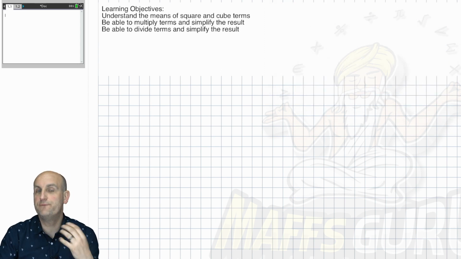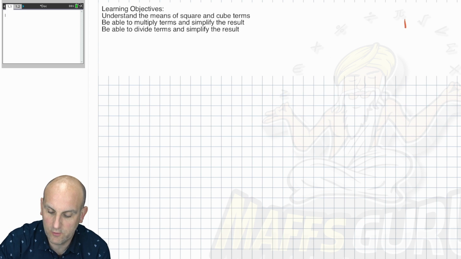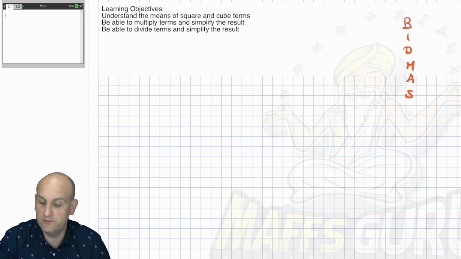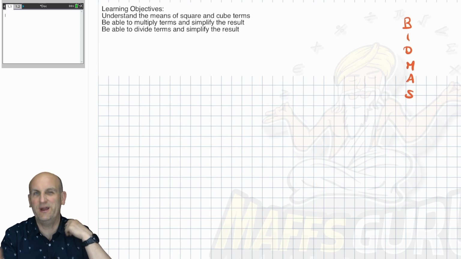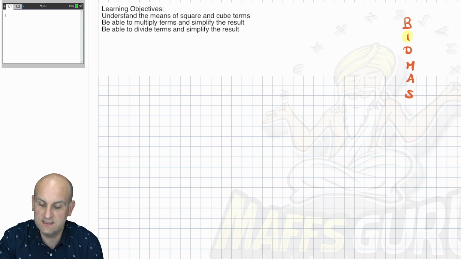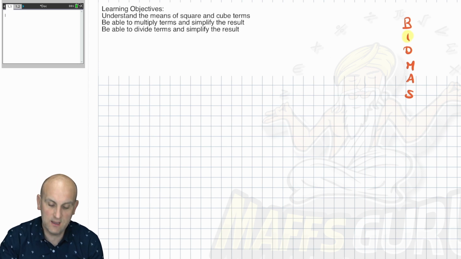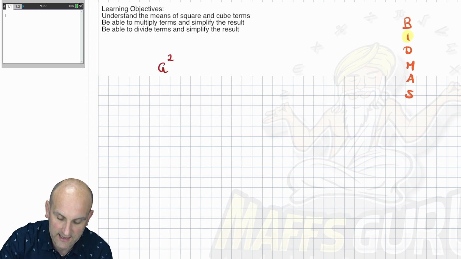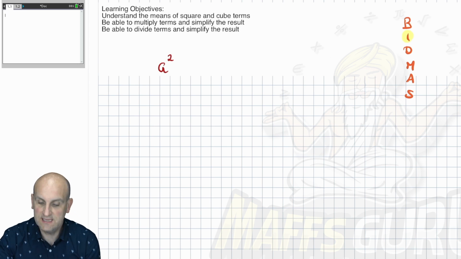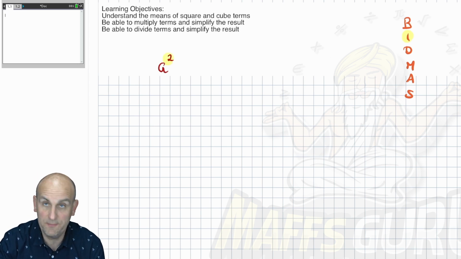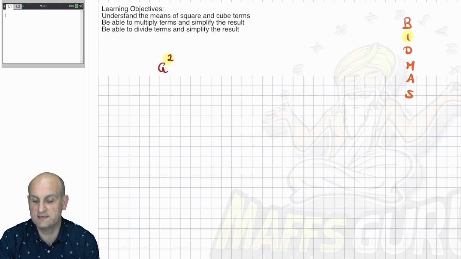Where we said about floaty numbers, and if you remember, we've got BIDMAS, we need to know about BIDMAS. That tells me how to deal with brackets and indices. Well, indices are floaty numbers, right? They are numbers that float. So an example of that might be, for example, a squared. This here is an index or a power. So that's going to come in helpful a little bit later on.